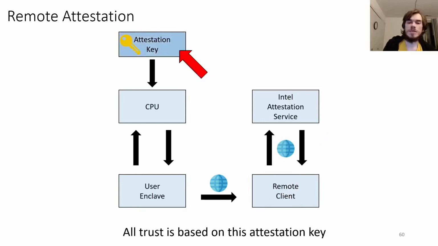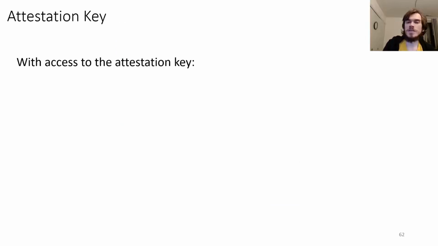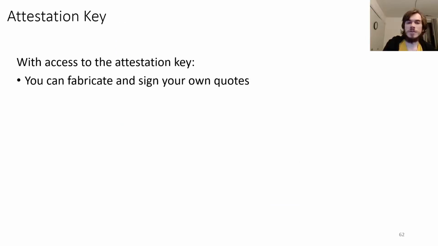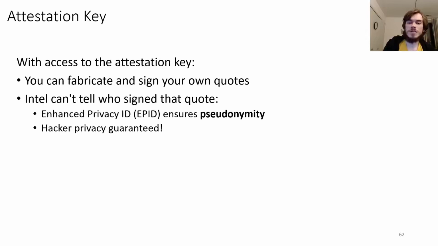What this really means is that all trust is based on the single attestation key that you see here. And in fact, we use CacheOut to leak that key. So with the attestation key in our hands, we can just fabricate and sign our own quotes. And Intel cannot really tell which CPU signed that quote simply because of Enhanced Privacy ID, or EPID, which ensures pseudonymity. Basically, if you have a quote, the signature cannot be linked back to the particular CPU instance that signed it. It can just be linked back to an entire group of CPUs. And this means that your hacker privacy is guaranteed.